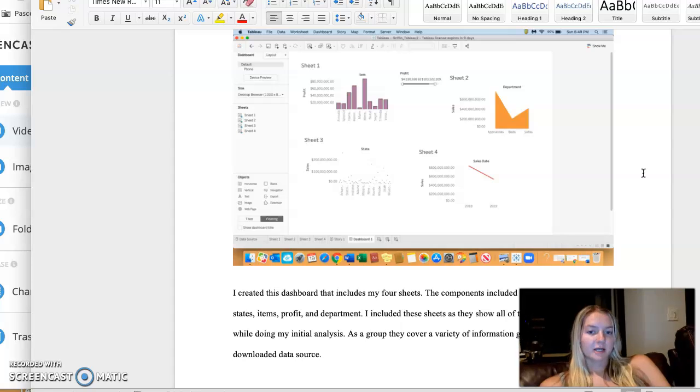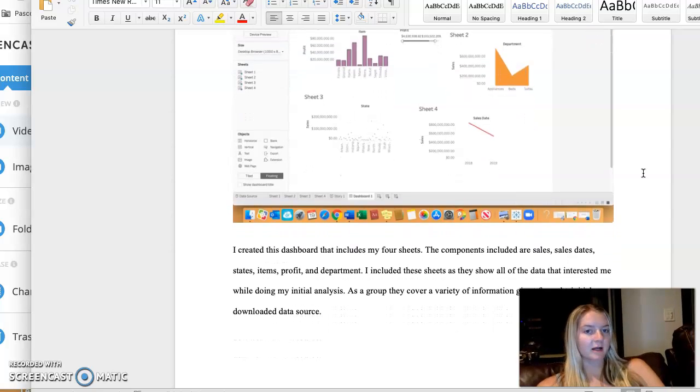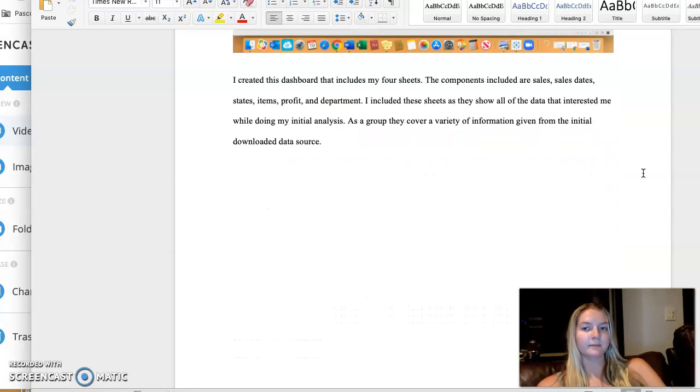So I created this dashboard, and it includes all 4 of my sheets. The components included sales, states, items, profit, and department. I included these sheets as they show all of the data that interested me while doing my first initial analysis. And as a group, they cover a variety of information given from the initial downloaded data source that I deemed worthy to include.